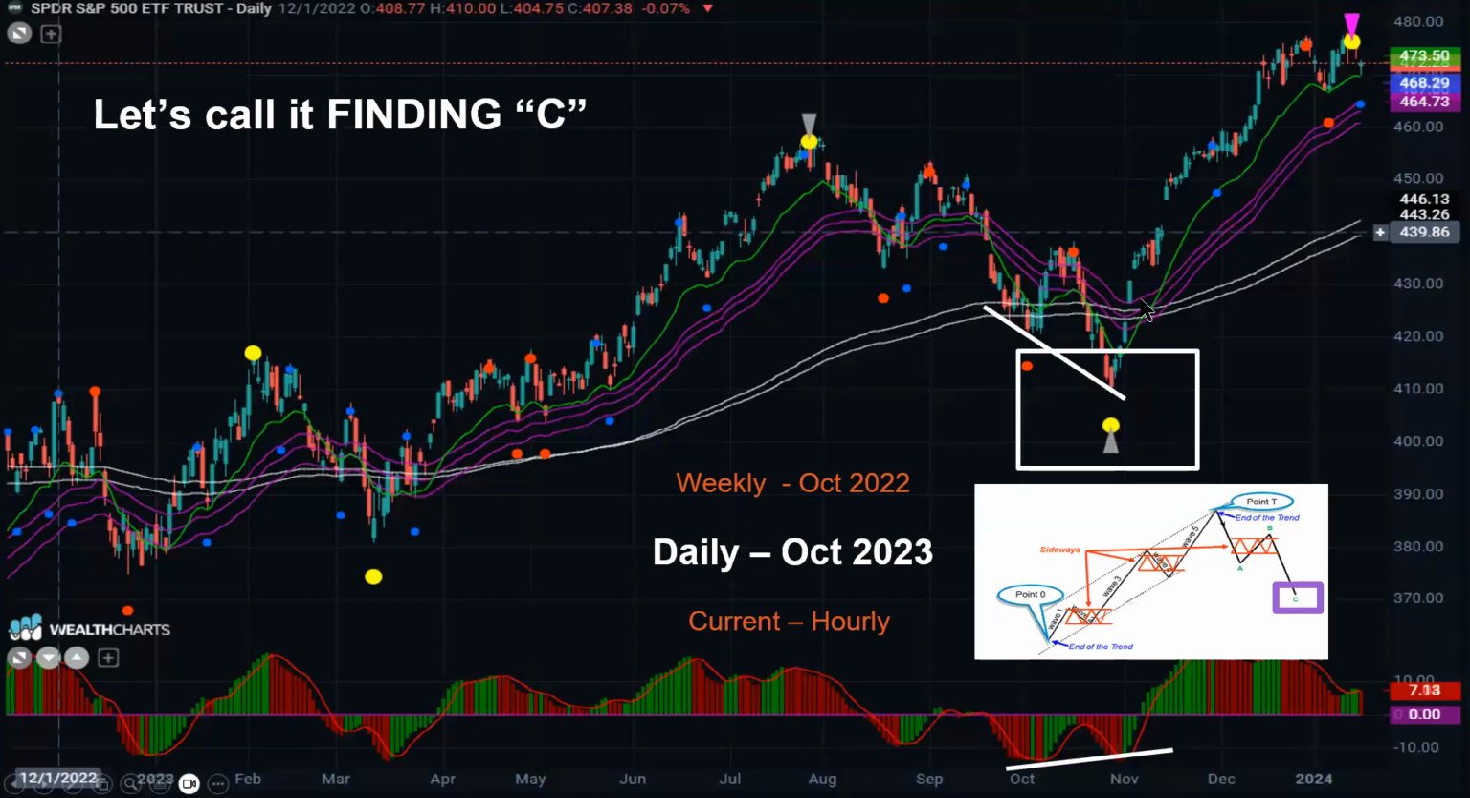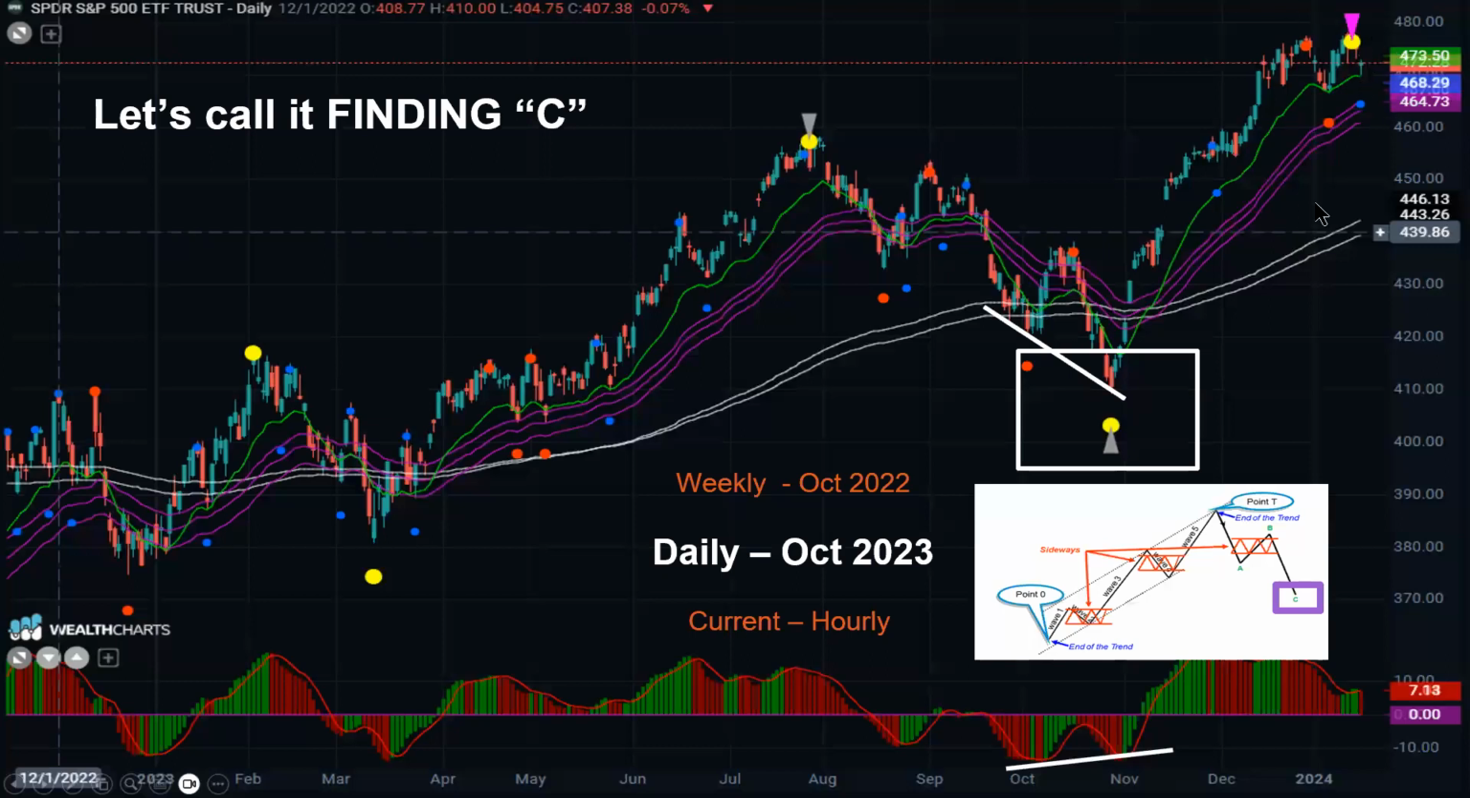Now, I did not expect this kind of a rally off of this. I thought it would be slower. So this is a very quick move up. The momentum was very, very strong. I thought we would have a bigger retracement down here. We didn't have it. So we have to take what we have. But this gave the signal to buy. And look at the 8-wave market cycle. This is your C, finding C, daily October 2023.